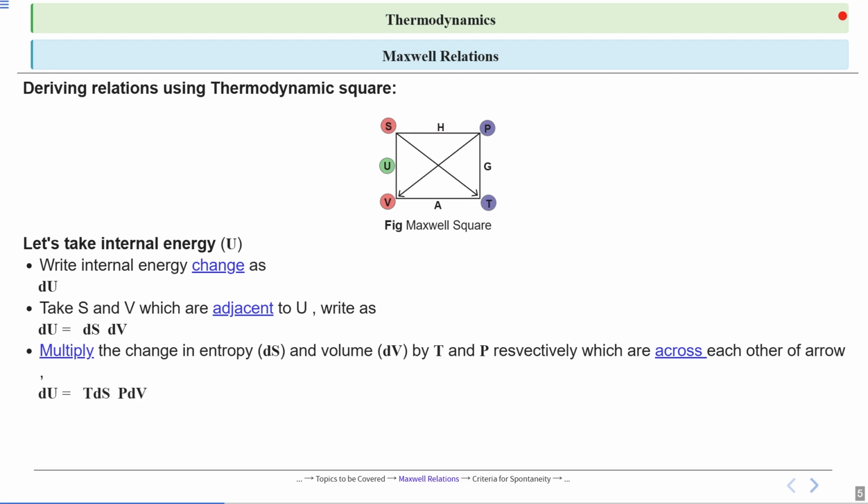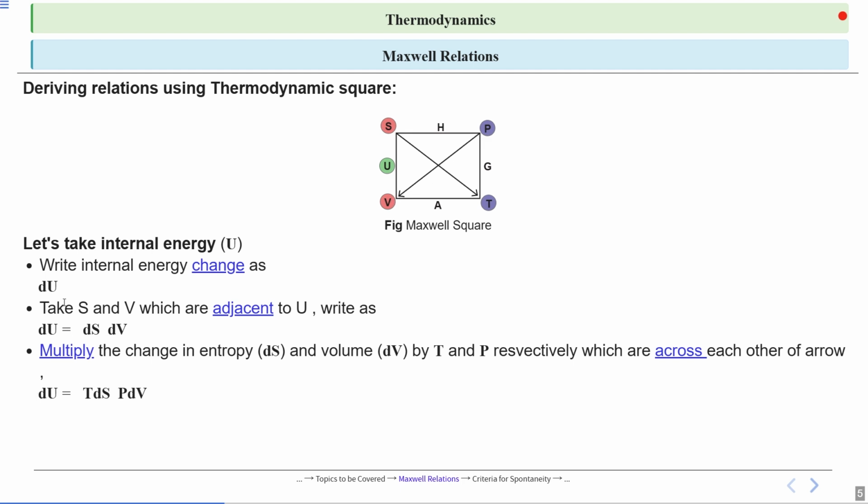So what you can say, if you are talking about dS, which is written here, you can multiply it with the diagonal term, which is T, temperature. Okay, so we got the TdS. Similarly, for the dV, we multiplied with the pressure, because pressure is on the diagonal term. Now we got this form.